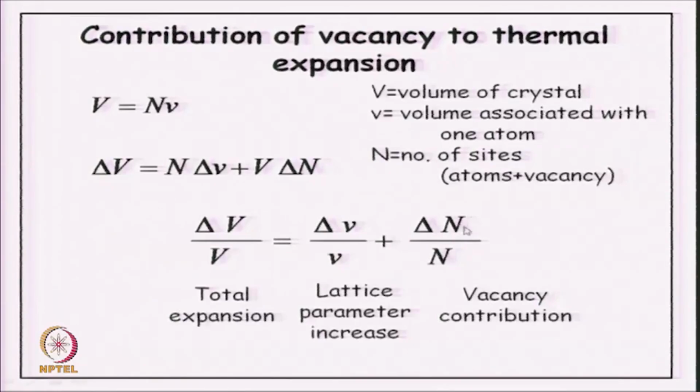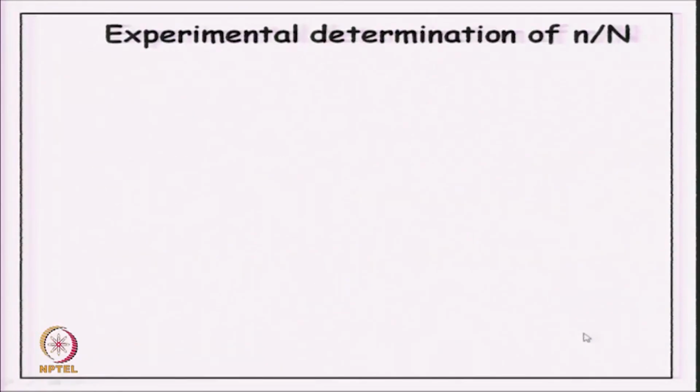Now, the second term, delta N by N, is because of the increase in the number of sites. How can the number of sites increase? The number of atoms is fixed; atoms are conserved. So, the total number of sites will change only if more vacancies get added to the system. So, this delta N is nothing but the number of vacancies. So, the second term is coming from the vacancy contribution.